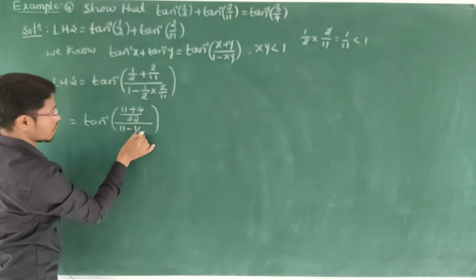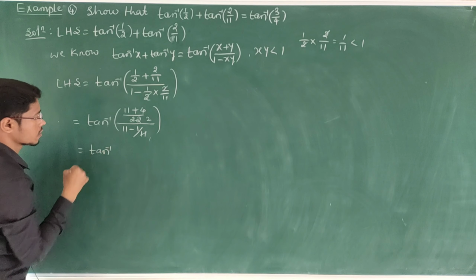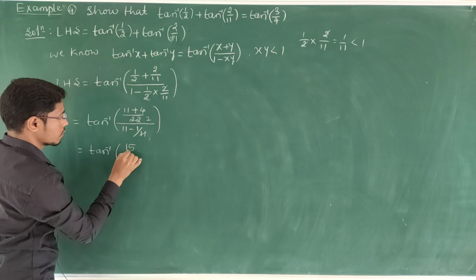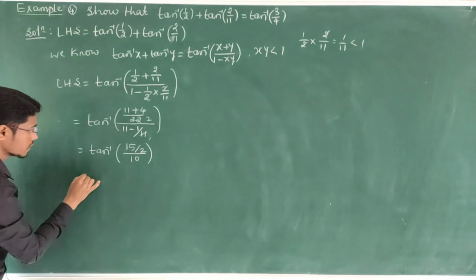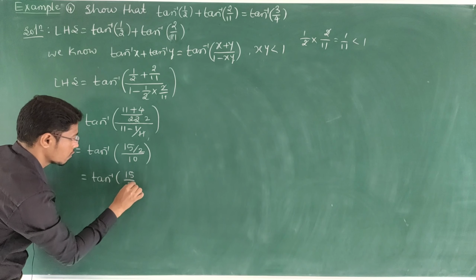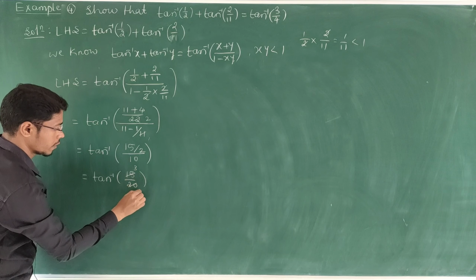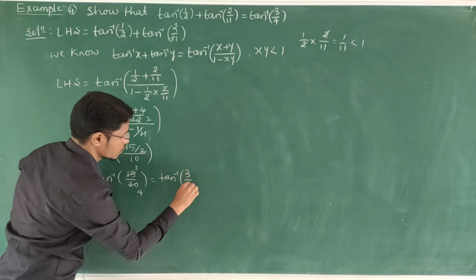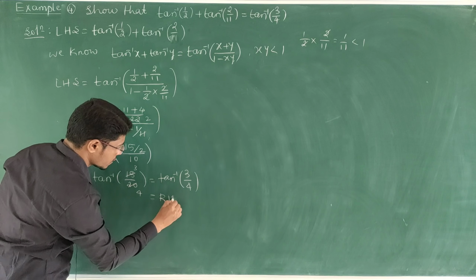So 11 ones are 11, twos are 2, this is equal to tan inverse of 15 divided by 2, this whole divided by 10, which is equal to the tan inverse of 15 divided by 20. So 5 3s are 15, 5 4s are 20, this is equal to tan inverse of 3 by 4. See, this is our required result, 3 by 4, which is equal to the RHS.